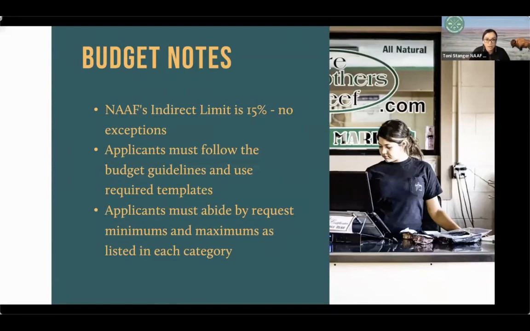Also, applicants must abide by the requests for minimum and maximum as listed in each category. So again, for CDFIs, we say, please don't ask for the full 5 million. If you do, that could affect your application in its review, because as we're reviewing the minimums and maximums, we want to make sure that, as much as possible, we are funding your application at 100%, so that you know exactly what you have provided to us and what you're going to get. In our first funding cycle, we did not have a minimum. We didn't have bases and caps in our applications.